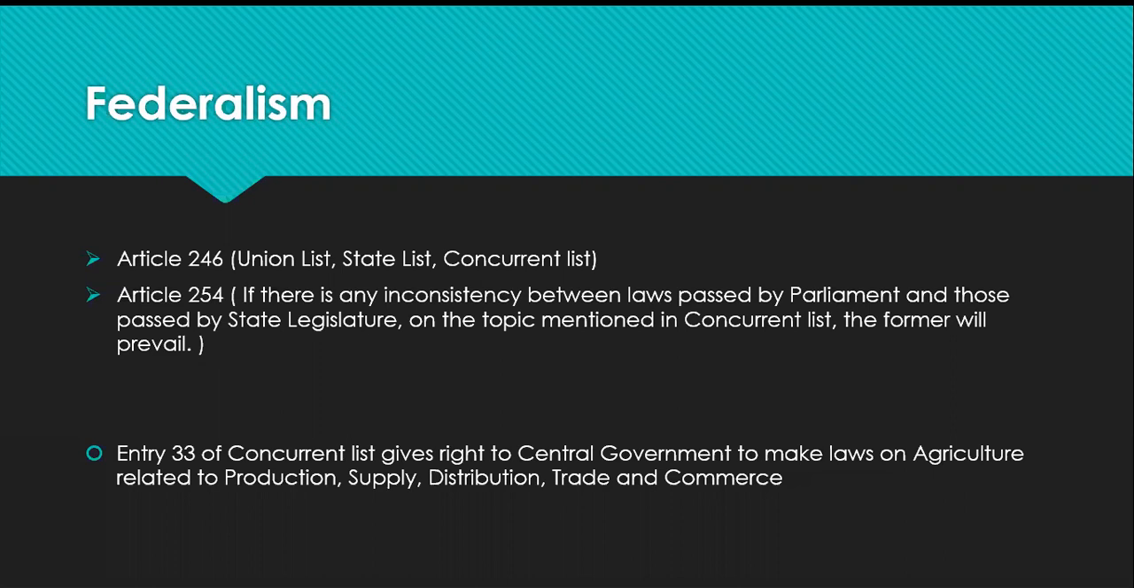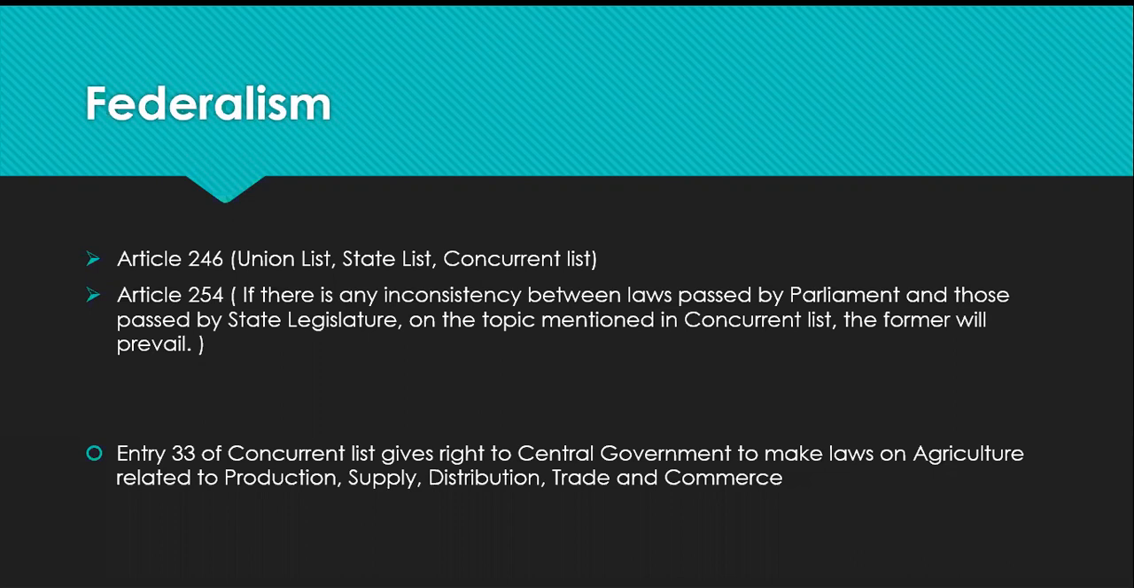Now, coming to Article 254. Article 254 states that if there is any inconsistency between laws passed by Parliament and those passed by the state legislature on the topic mentioned in the Concurrent list, the former will prevail. So if the center is making law on the subjects which are prescribed in the Union list, then states will have no problem. And if states are making laws on subjects prescribed in the State list, then the center will have no problem. But suppose there is any topic which is mentioned in the Concurrent list, and center and state both have the power to make law, then what will happen?